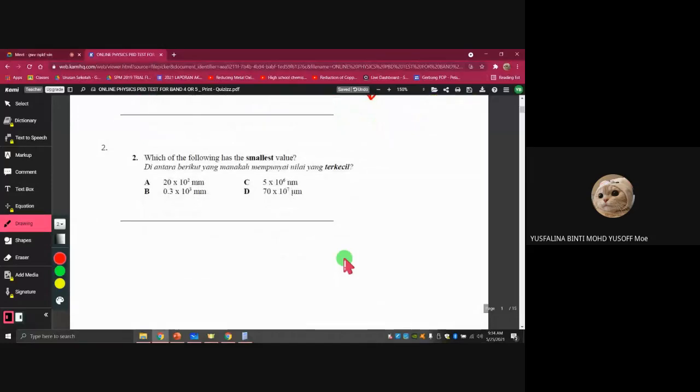Okay, any question for number one? Okay, for number two, which of the following has the smallest value? For this one, you have to change first to the standard form, and then you have to change the prefix. For this one, you already learned in Form 1.